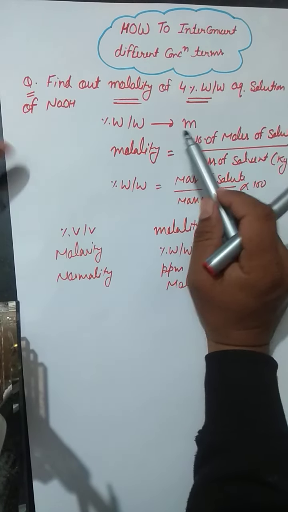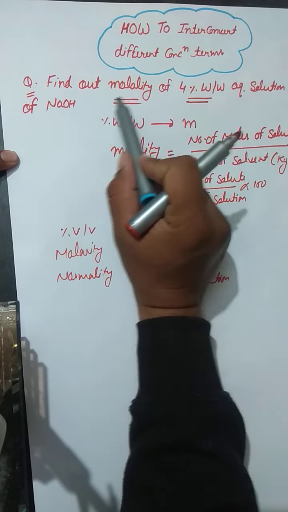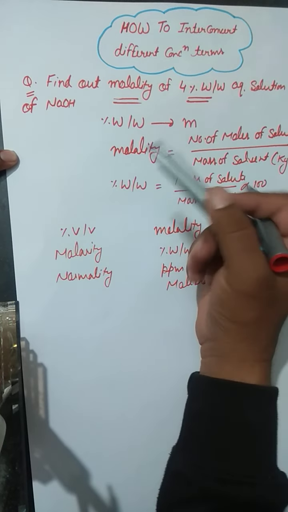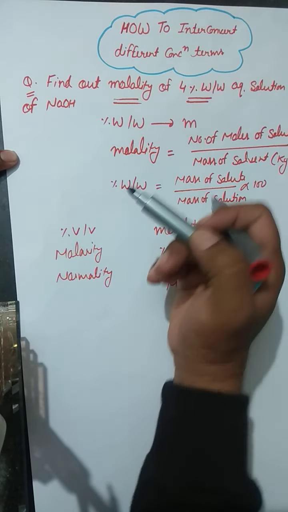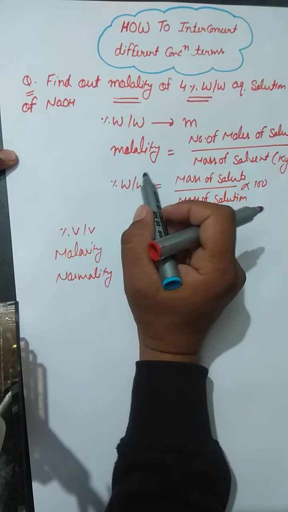So if we find out the number of moles of solute and mass of solvent, then we can find out molality. It means we have to find out these variables, and we have to find them from the information given in the numerical. So how can we find out that information? Clear? We can find out that information by using a very simple trick.